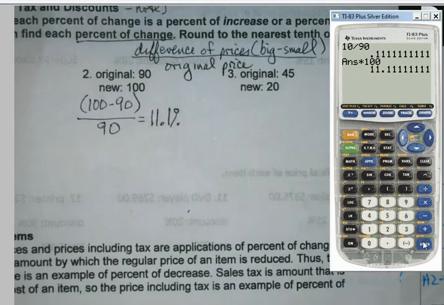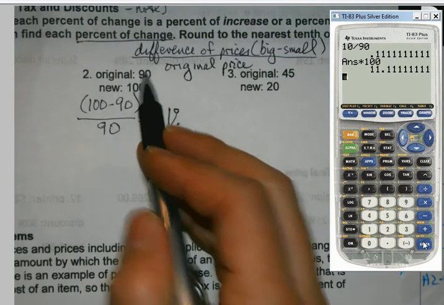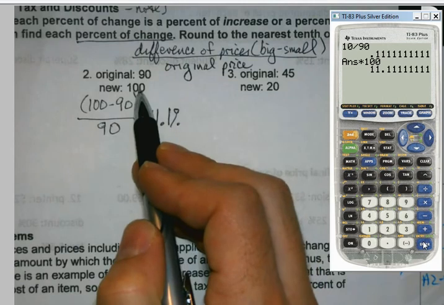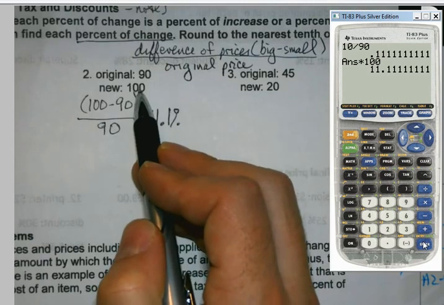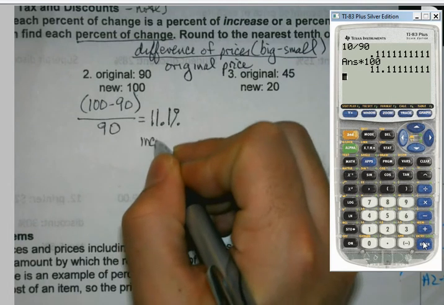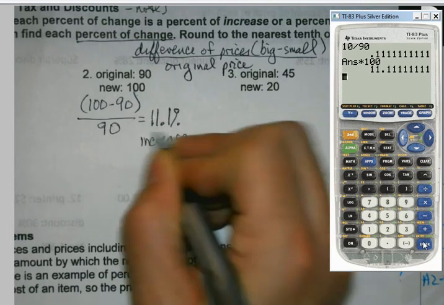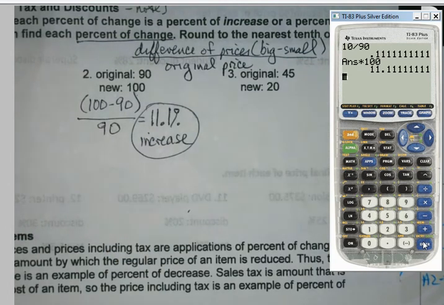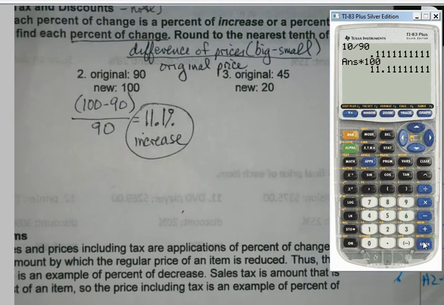Nope, if it's just telling us to go to the nearest tenth, we're going to go to that first spot after the decimal point and be done. Okay? And since the price went up from the original to the new, would that be an increase or decrease in price? An increase. So the price of this particular thing went up 11.1%. Increase. I-N-C-R-E-A-S-E. And that's all we're going to do on any of these.